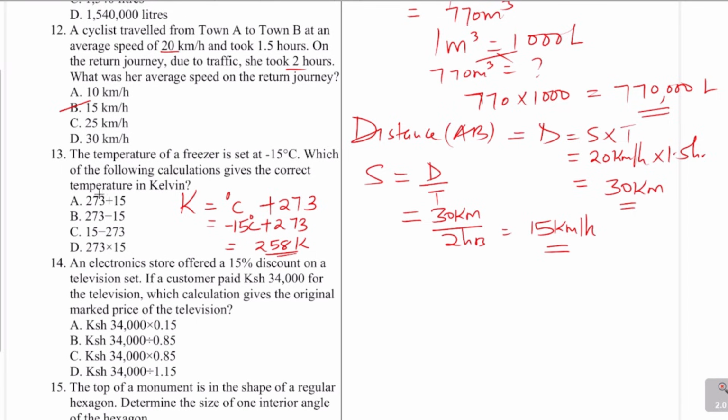So now you need to know which among these answers, when you add or subtract, will give you 258 Kelvin. For the first one, no. 273 plus 15 will not give that. The second one, 273 subtract 15, that is exactly what is going to give you 258 Kelvin.